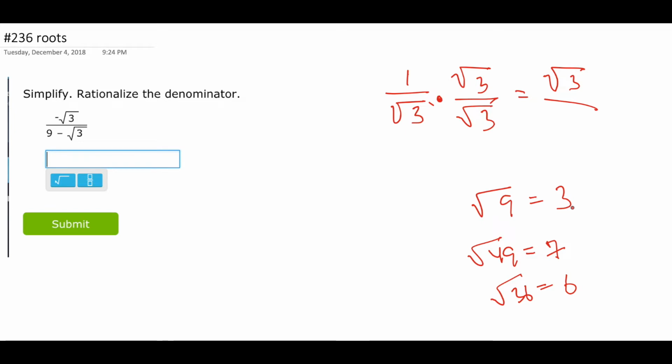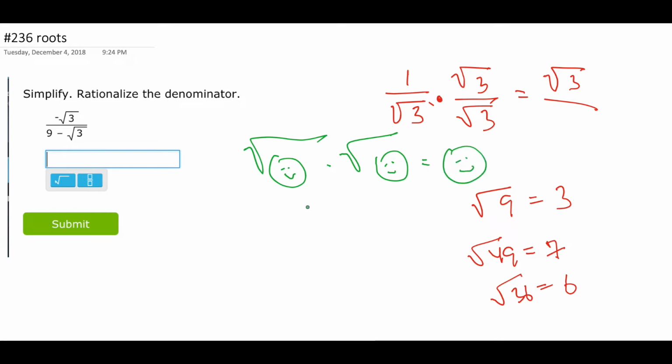So I call this the happy face rule. What's the square root of happy face times the square root of happy face? Another happy face, without the root. So you don't have to do the math. Like the square root of 10,000 times the square root of 10,000 is what? 10,000, without the root, which is the point of what we just did.